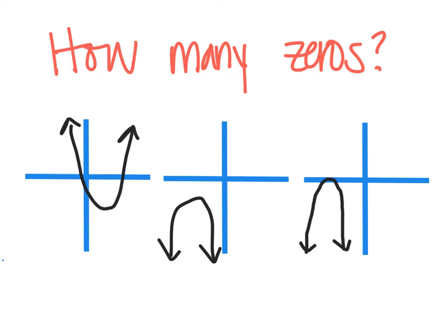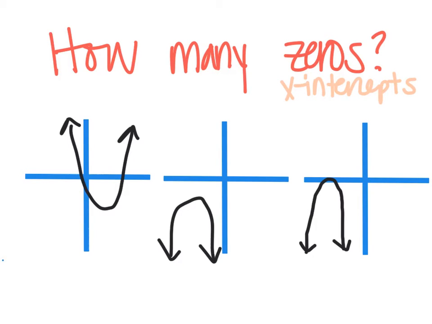It's important to note that not every graph has the same number of zeros. Remember, just as a refresher, zeros are the same thing as x-intercepts. So if it's asking you how many zeros, it's asking you how many times does this graph touch the x-axis. Well, it's different for different problems.